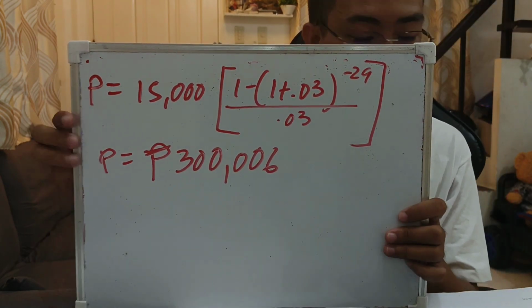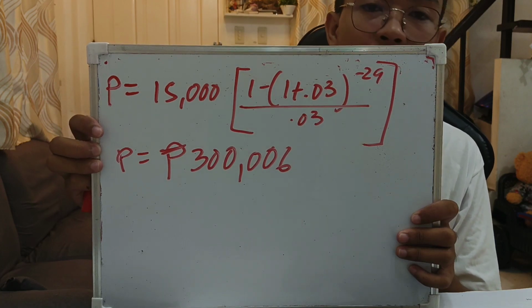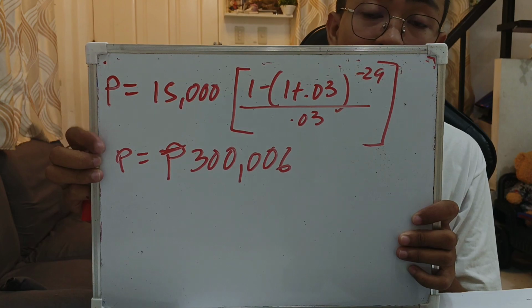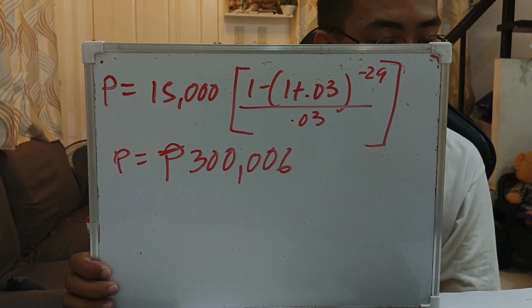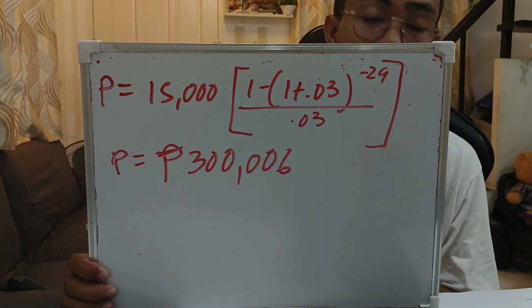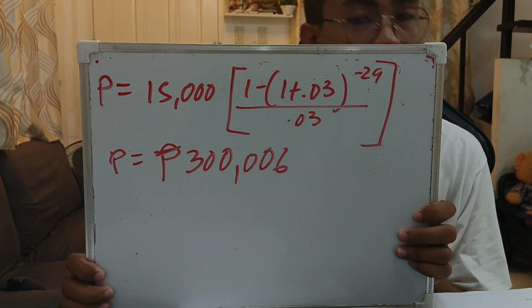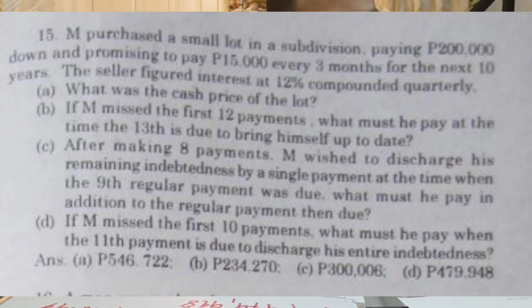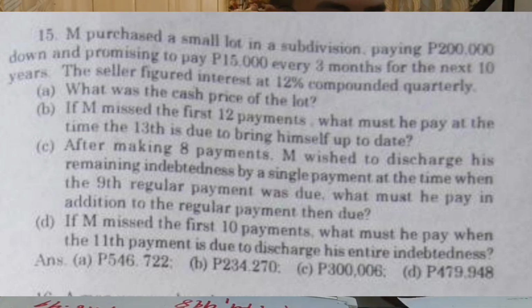So it would be 15,000 times the quantity of 1 plus 1 plus 0.03 to the power of negative 29 over 0.03. So our P, or what he must pay in addition to the regular payment due, is 300,006 pesos. Letter D, if he missed the first 10 payments, what must he pay when the 11th payment is due to discharge his entire indebtedness?